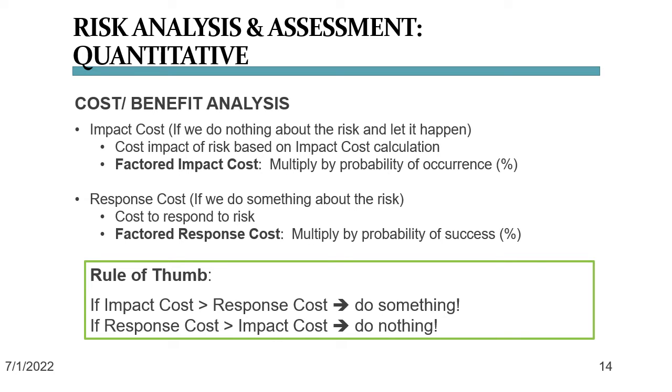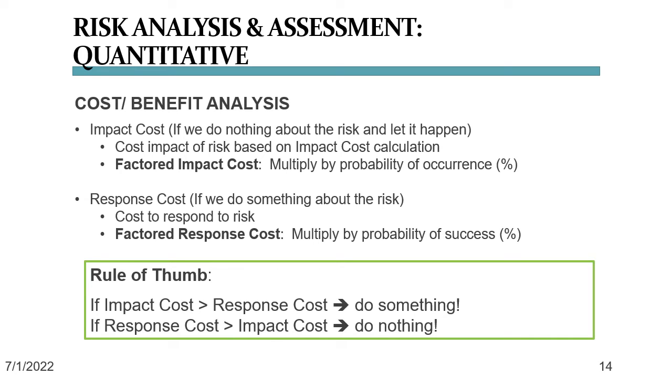Any kind of quantitative risk analysis is a cost-benefit analysis. The easiest calculation is to determine what an impact will cost when we allow the risk to come true. Then we will want to determine what the cost would be to do something about the risk. We call that the response cost.